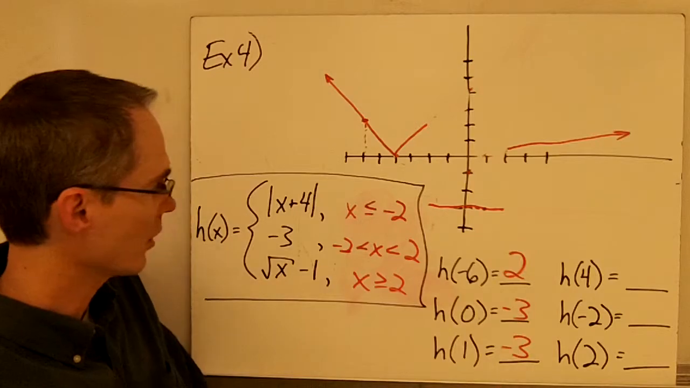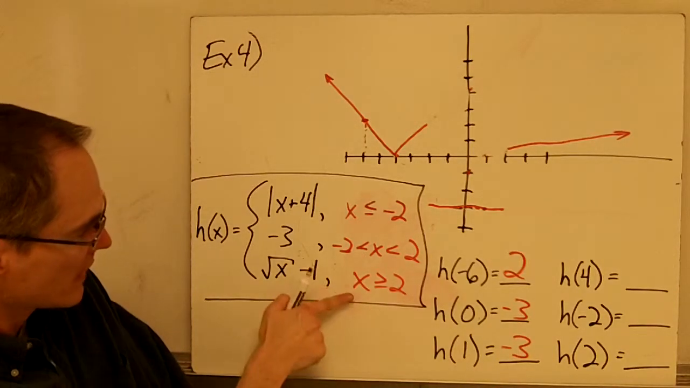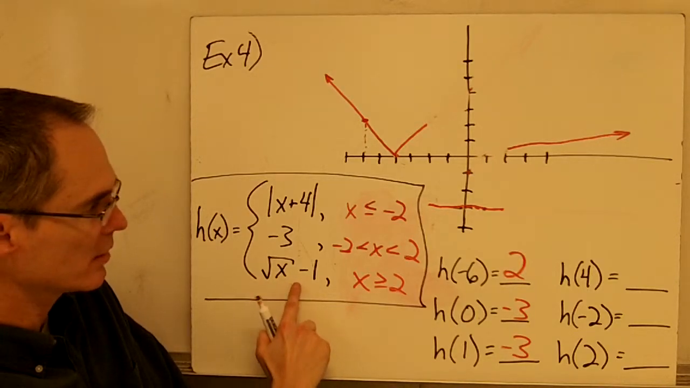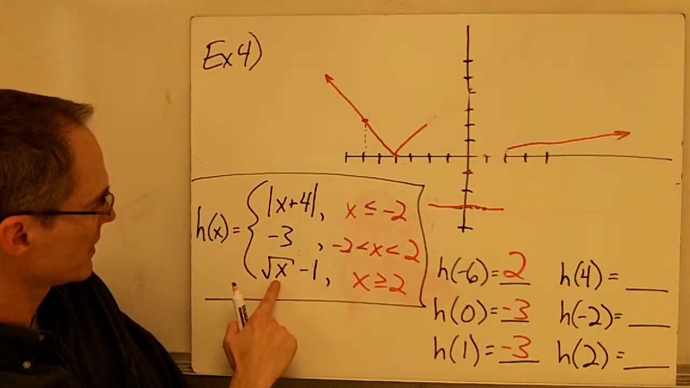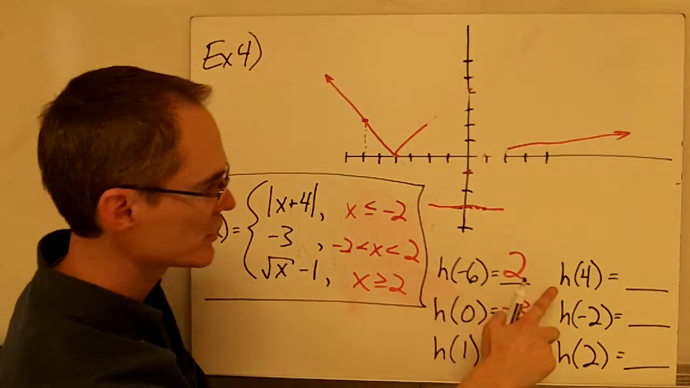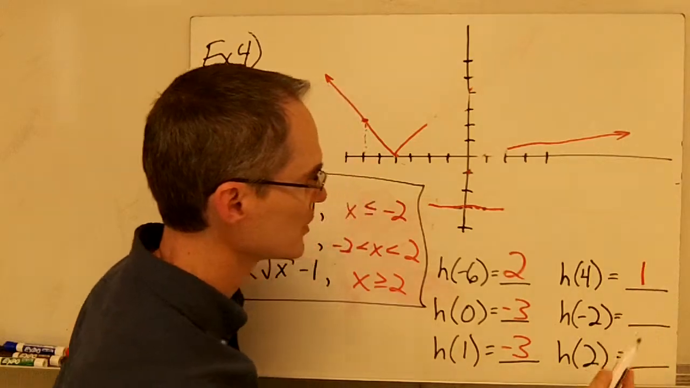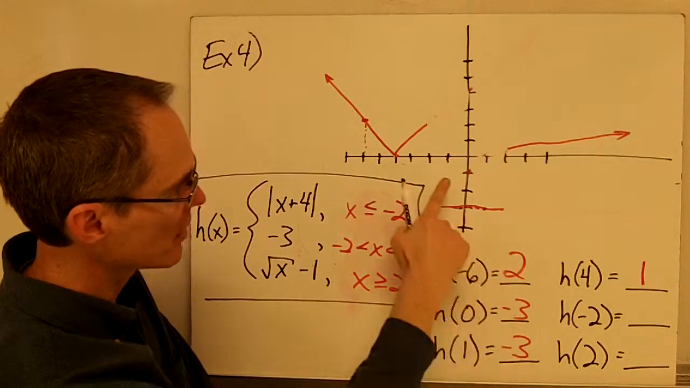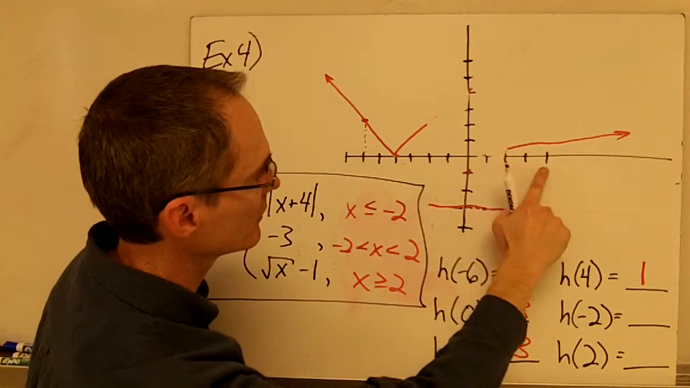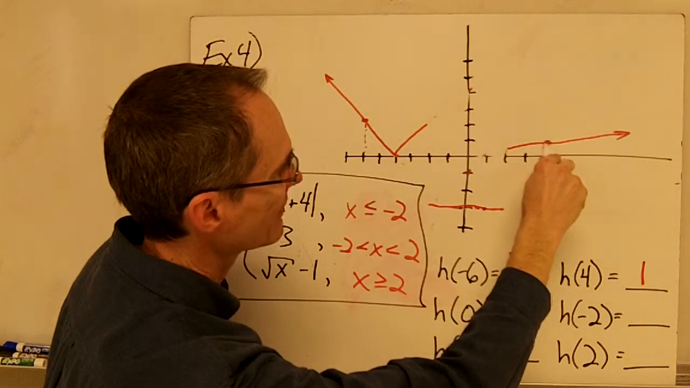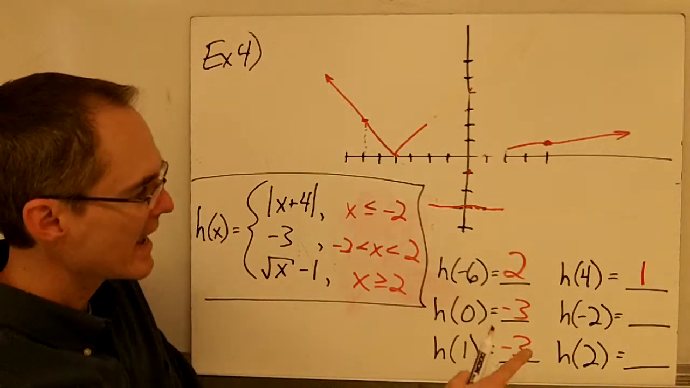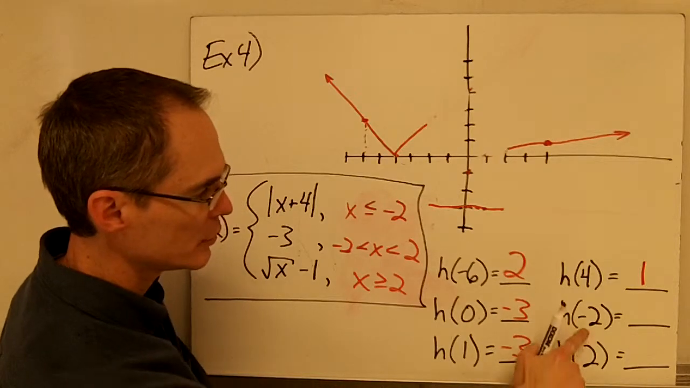What's h of 4? Well, let's see. 4 is greater than or equal to 2, so I'm going to use this piece of my function right here. I take x equals 4 and plug it in here. The square root of 4 is 2, and 2 minus 1 is 1, so h of 4 is 1. And again, I can see this on my graph as well. If x is equal to 4, then the y value, or the value of the function, is equal to 1.